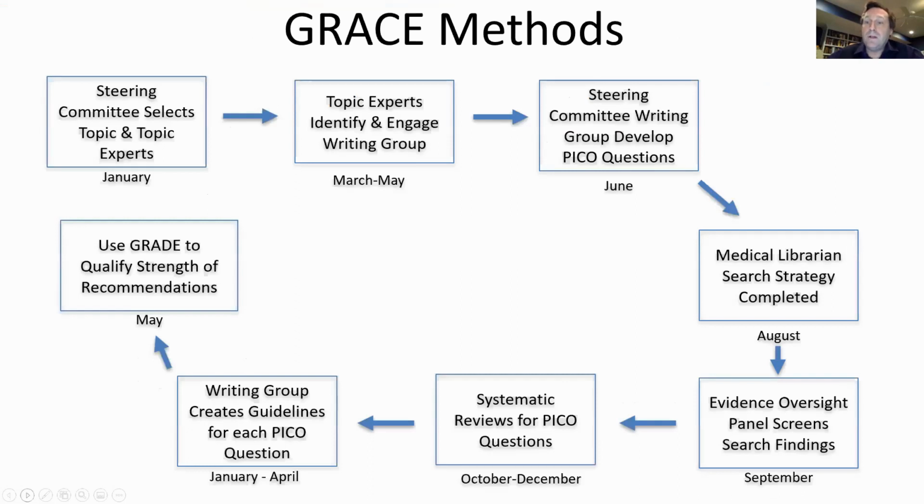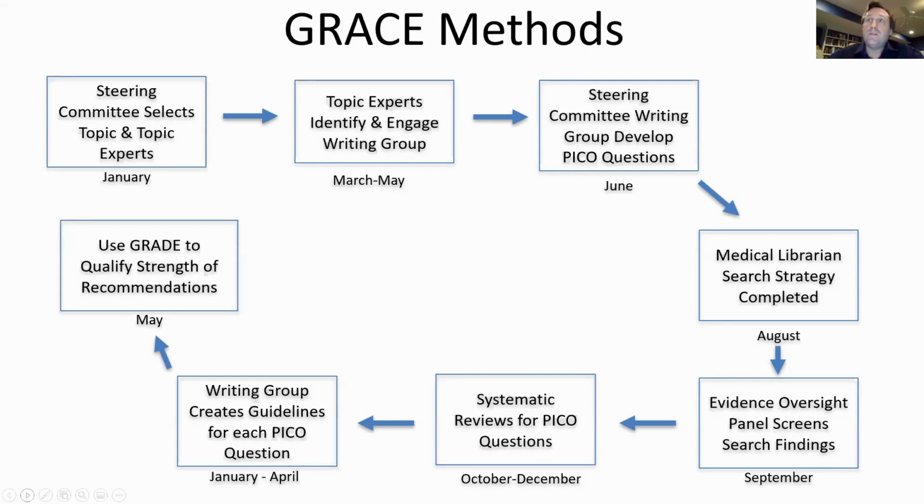The timeline for developing these GRACE guidelines, which right now we hope to put out one new guideline per year, includes selection of a topic and topic experts in the spring of each year, January through March. Then the topic experts identify and engage a writing group in the March through May period. The steering committee and writing group develop the PICO questions in June and prioritize those PICO questions and the outcomes of those PICO questions before a medical librarian then completes a search strategy in August of that year.